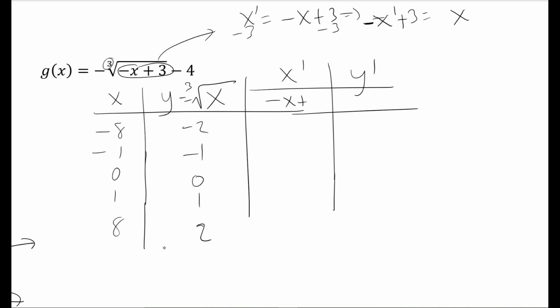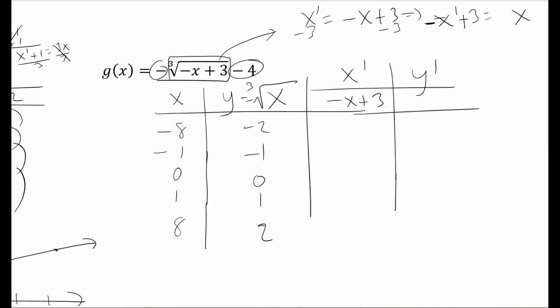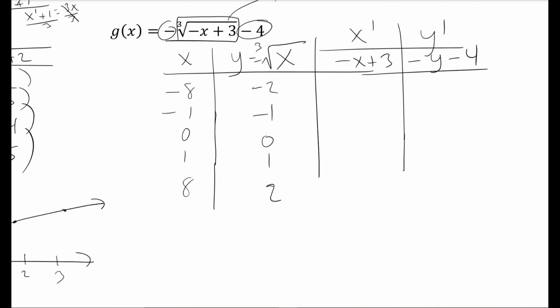All right. So now we have the y transformations, what are we doing to the y, to the radical? Well, we're multiplying it by -1 and we're subtracting 4 from it. So that's exactly what we're going to do to y. Negative y minus 4. Okay, just like that. All right, so now we have here -8, -2. So let's go ahead and plug in -8 into the x here.